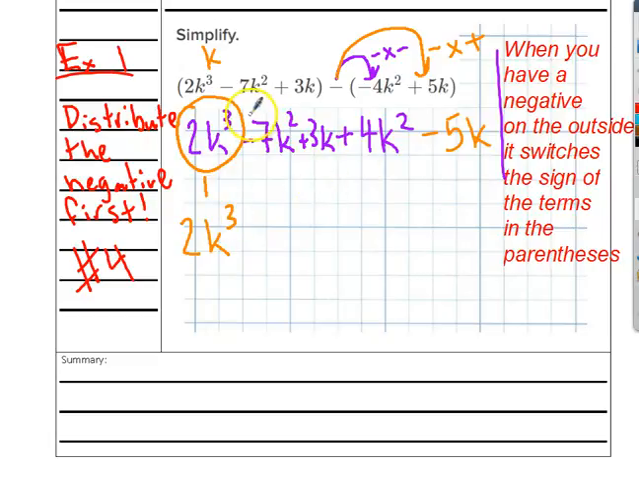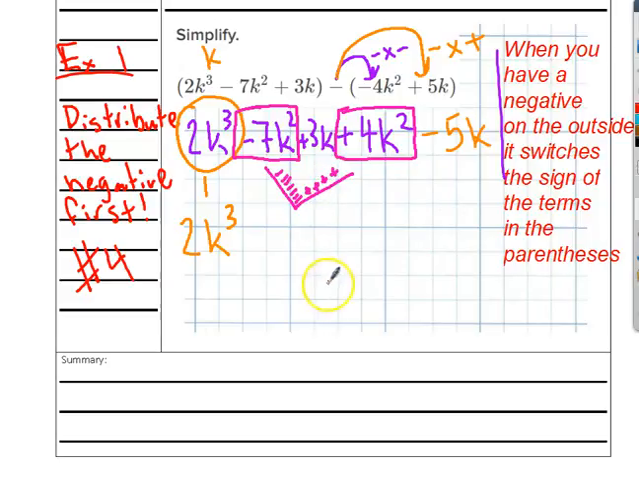Next, I'm going to do the squared terms. I'm going to use a square for a square. There's a minus 7k squared here and a plus 4k squared there. So I've got 7 negatives coming from this end, and 4 positives coming from that end. So that's negative 7 and positive 4.